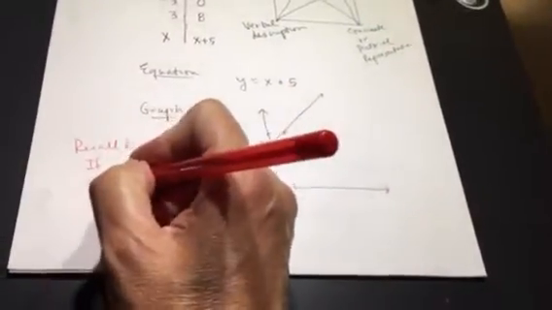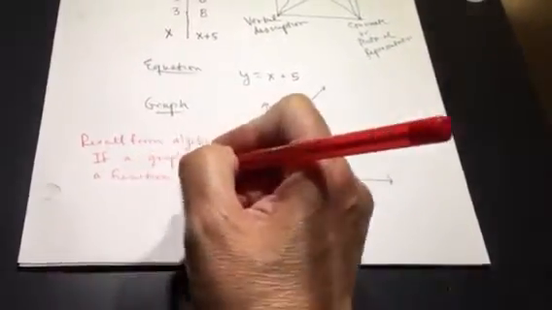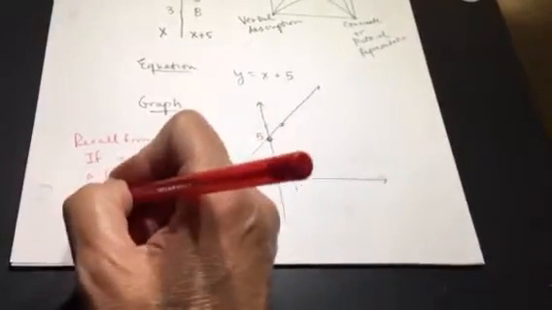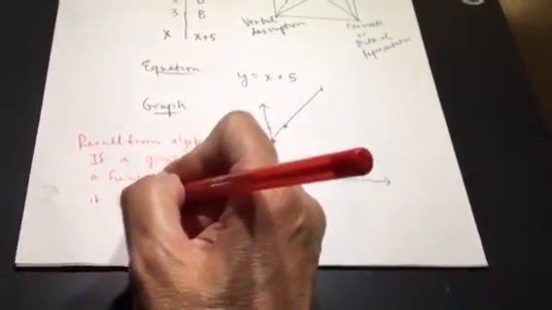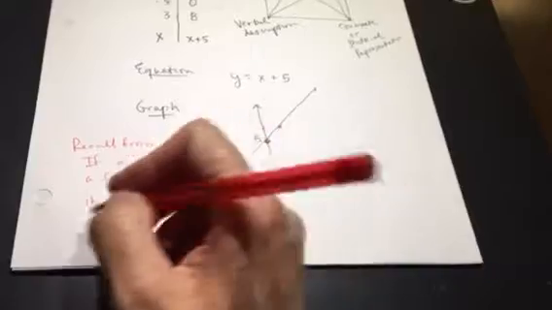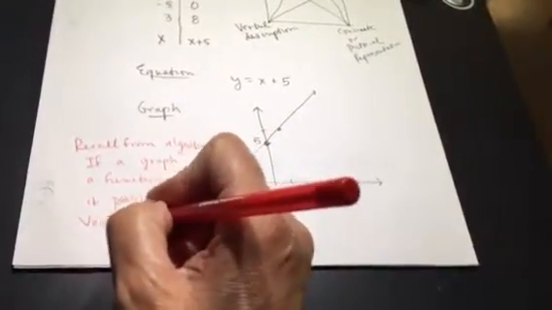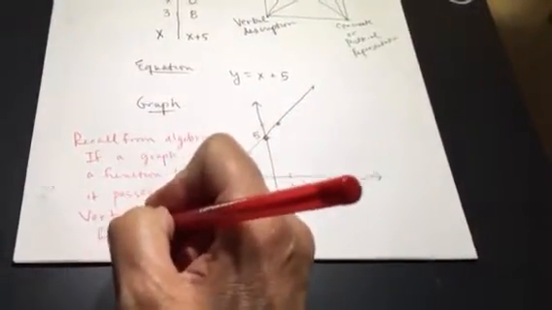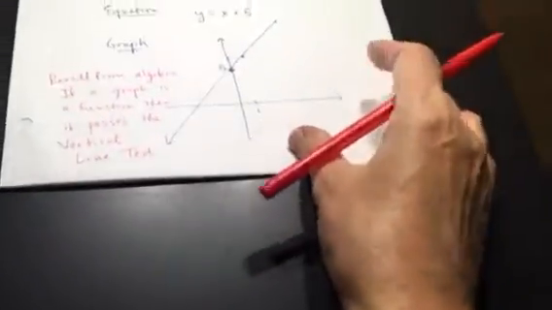that if a graph is a function, then it passes the vertical line test. I suppose I should write what the vertical line test is. I'll do that on a new page.